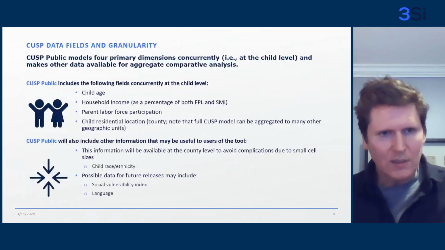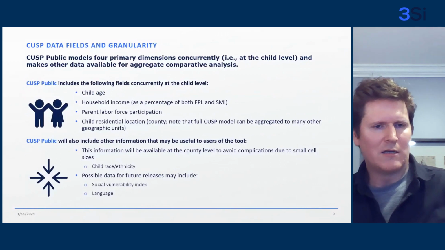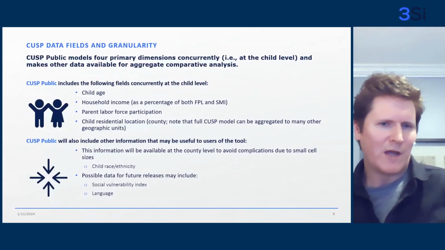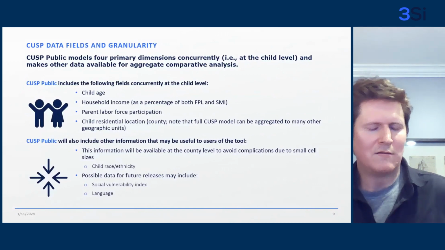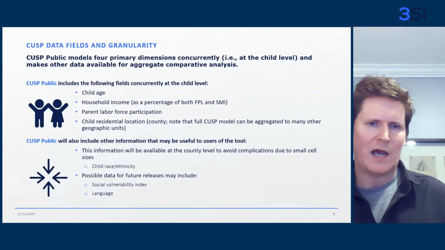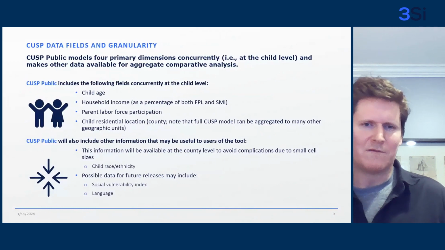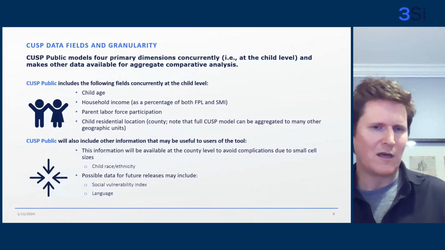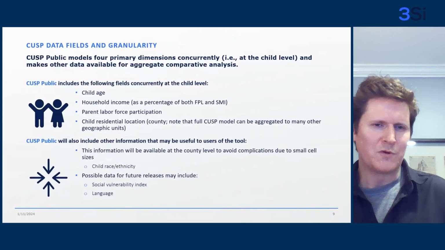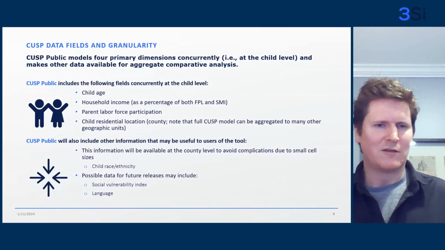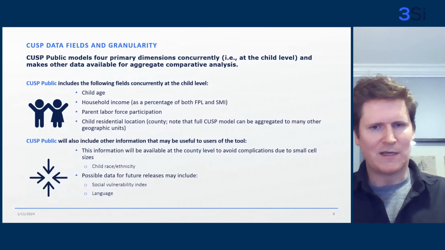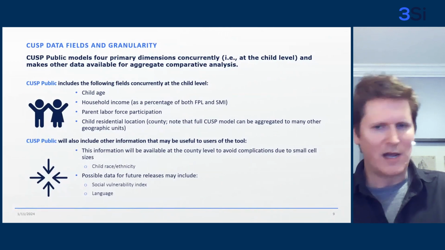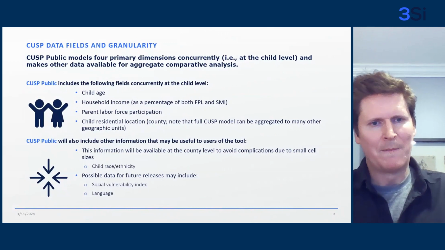So CUSP Public focuses on several child and family characteristics, and you'll see them listed at the top of the slide: child age, household income, both as a percentage of the federal poverty level and the state median income, parent labor force participation, and lastly, the child residential location. CUSP Public aggregates kids to the county level, but just note that the full CUSP model can be aggregated to really any other geographic unit.